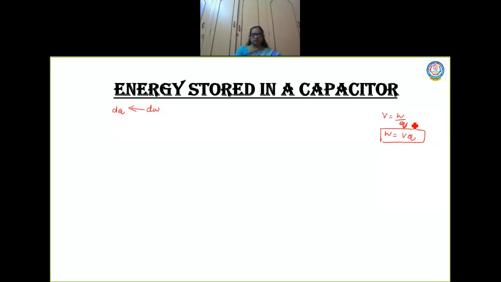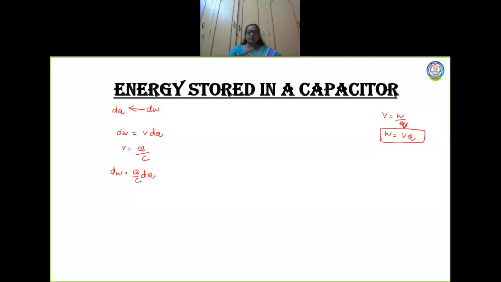Now let this be capital Q. So work done is nothing but potential into the charge. For a small work done to transfer a small charge from one plate to another, the small work is taken as dW, which is equal to V into dQ. Now what is the value of V? V is nothing but Q by C. So substitute: dW equals Q by C into dQ.